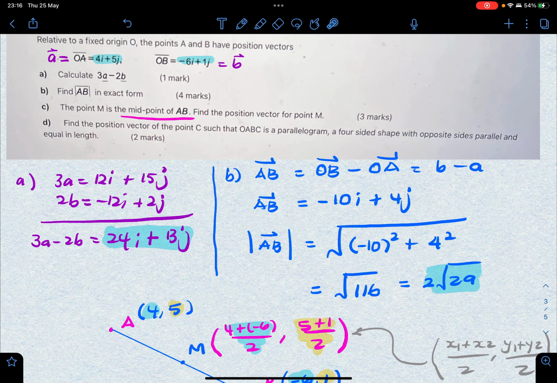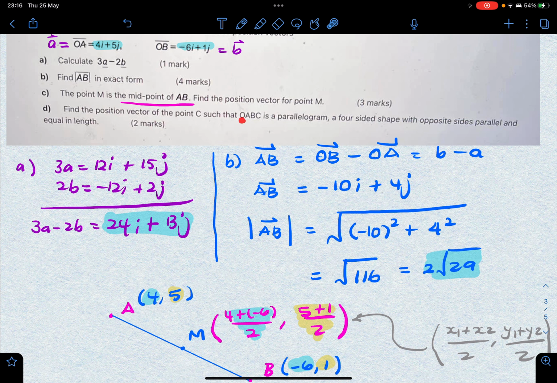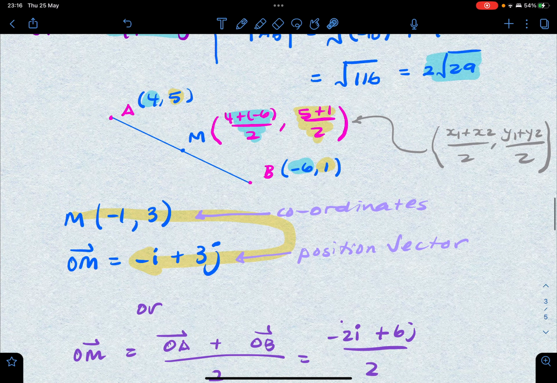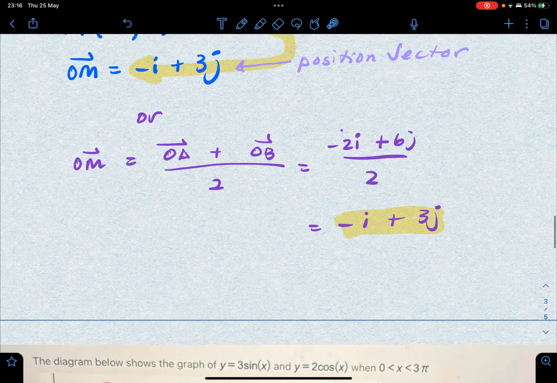Okay. It then says find the position vector of the point C such that OABC is a parallelogram. A parallelogram is a quadrilateral, that's a four-sided shape, where the opposite sides are both parallel and equal in length. So OABC. So let's try to draw that.